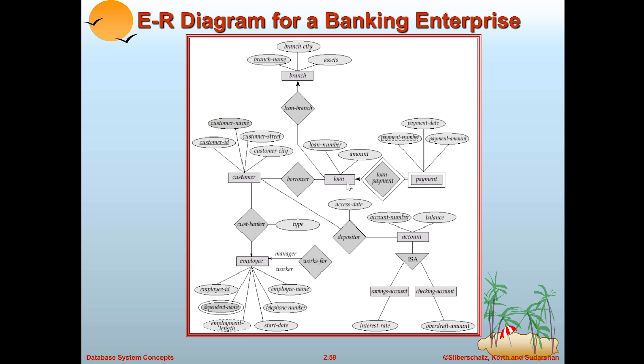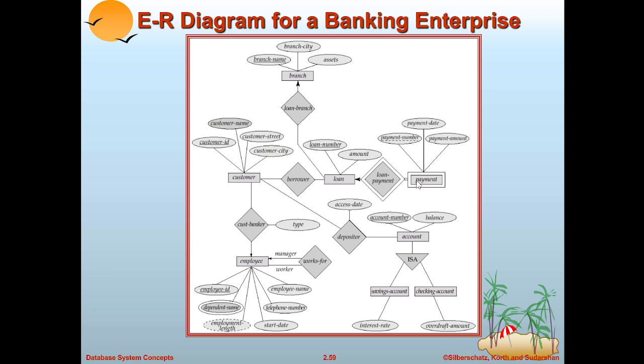And here for loan and payment, payment is going to be taken as a weak entity since it's not having any primary key. If you take the attributes of payment, payment date, payment amount, and payment number, there is no primary key. So since it is a payment, it comes under the weak entity.